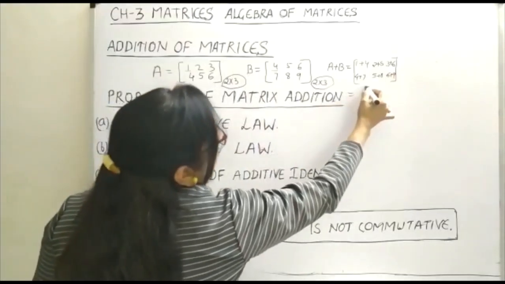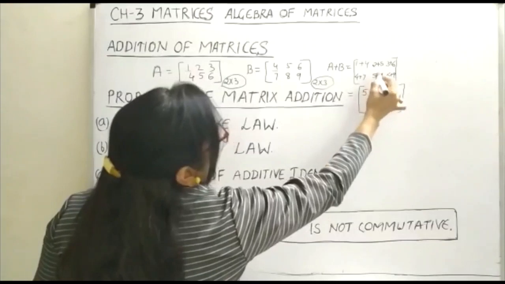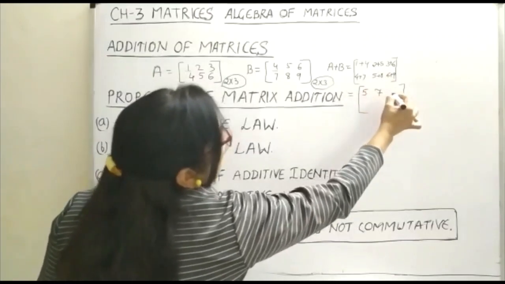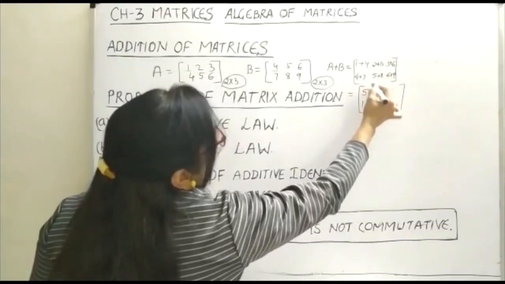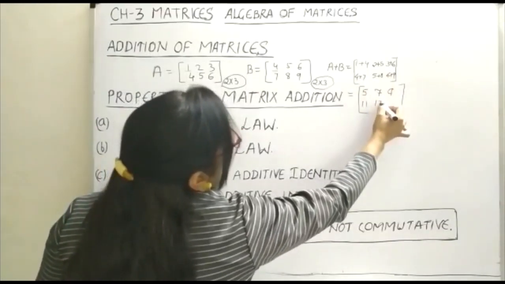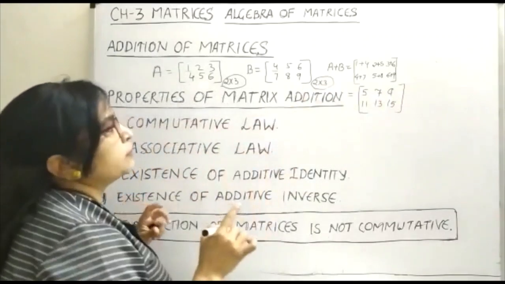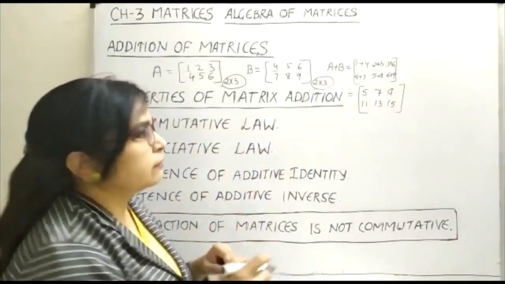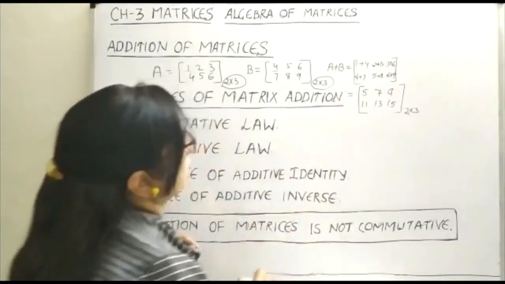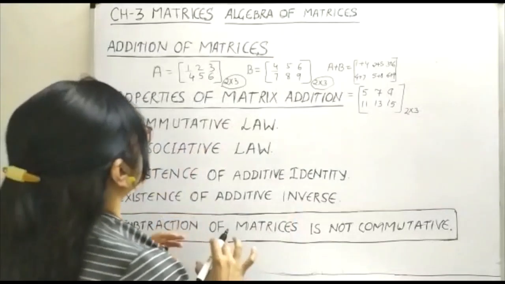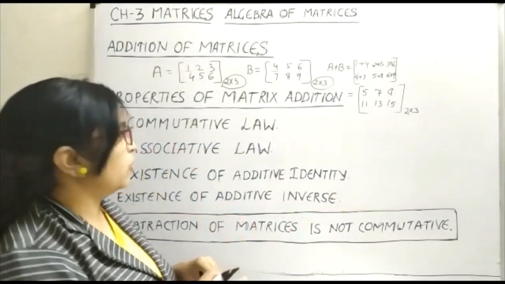Now you can simplify. You will get 1 plus 4 is 5, 2 plus 5 is 7, 3 plus 6 is 9, 4 plus 7 is 11, 5 plus 8 is 13, and 6 plus 9 is 15. And the matrix obtained by adding will have the same order, so this is again 2 into 3. One thing we have seen is that addition can be done on matrices of the same order.